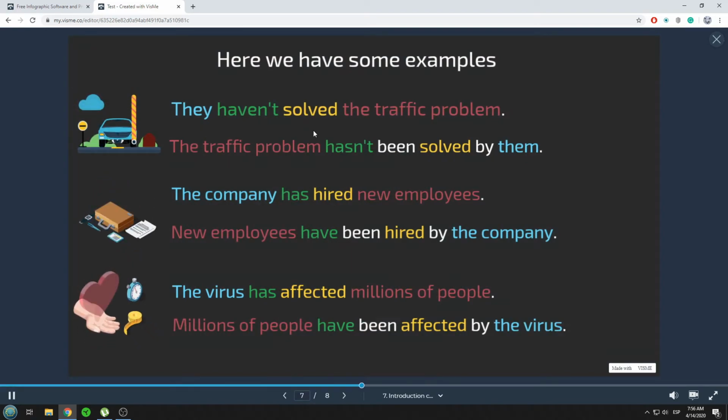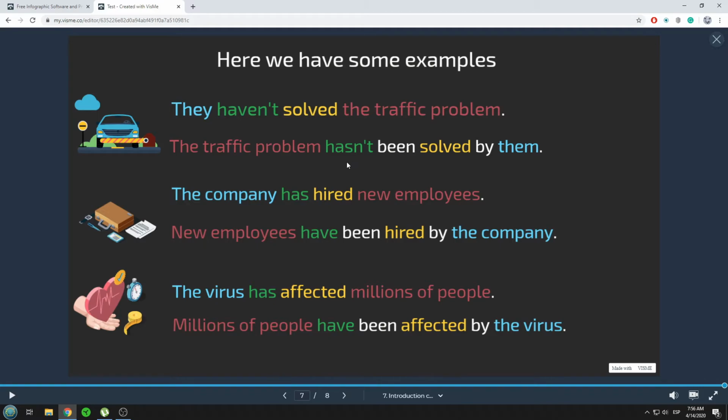They haven't solved the traffic problem. Remember, this is the active sentence. They, subject; haven't, auxiliary; solved, the verb in past participle; and the traffic problem, which is the object. So my object in the active sentence becomes my subject in the passive sentence. Then I just put hasn't.